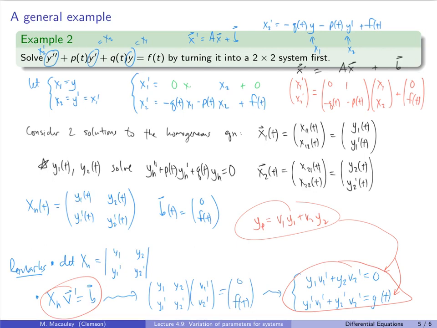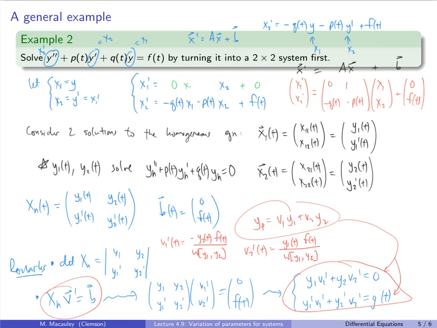I'll just write that v1 prime of t equals negative y2 of t times f of t divided by the Wronskian of y1 and y2. And you get that v2 prime of t equals y1 of t f of t divided by the Wronskian of y1 and y2. Okay, so if you actually solve the algebra here, I'm not doing it here because we did it in that previous lecture.